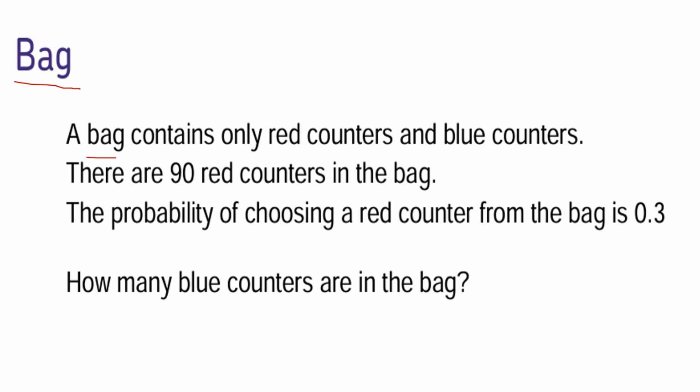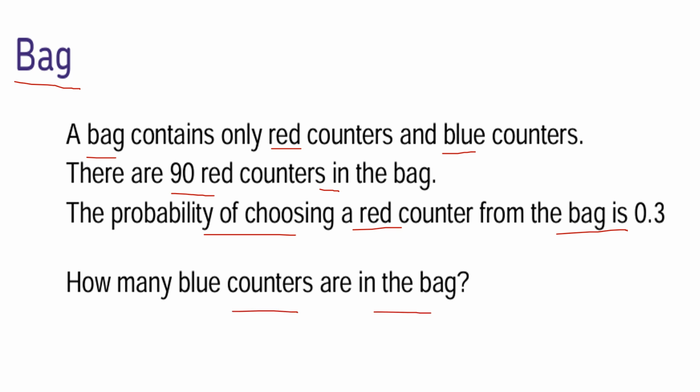It says a bag contains only red counters and blue counters. There are 90 red counters in the bag. The probability of choosing a red counter from the bag is 0.3. How many blue counters are there?